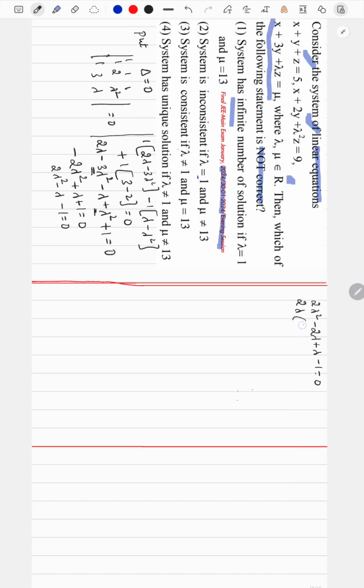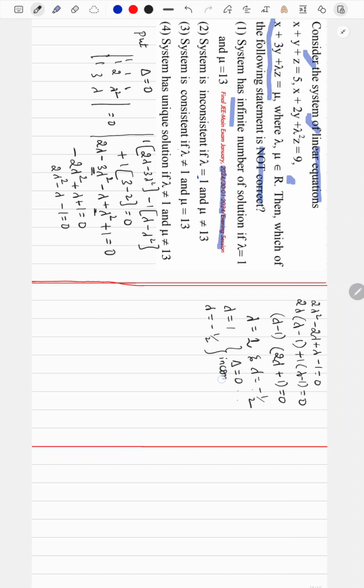Take 2λ common, then we get λ minus 1. Next take plus 1 common, λ minus 1 equals 0. Take λ minus 1 common, then we get 2λ plus 1 equals 0. So the possibilities are λ equals 1 and λ equals minus 1 by 2. When you take λ equals 1 and λ equals minus 1 by 2, we get Δ equals 0. System is inconsistent. You have to remember this point to check which option is correct and which is incorrect.